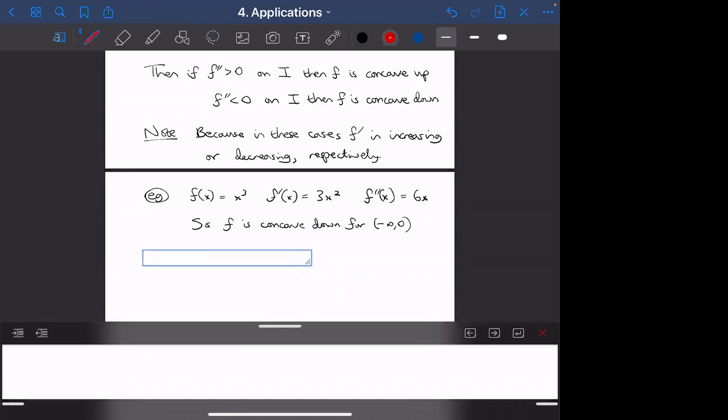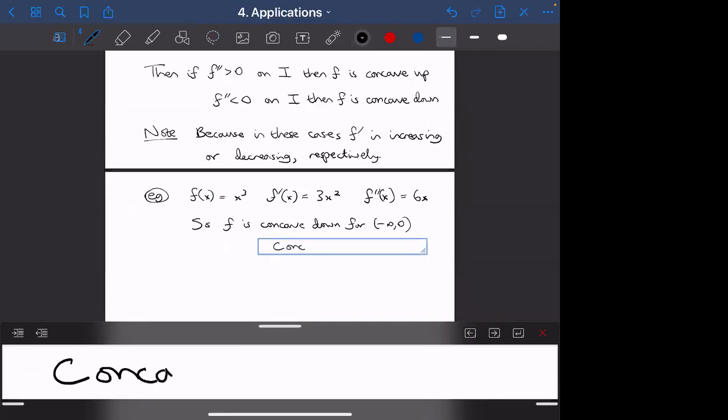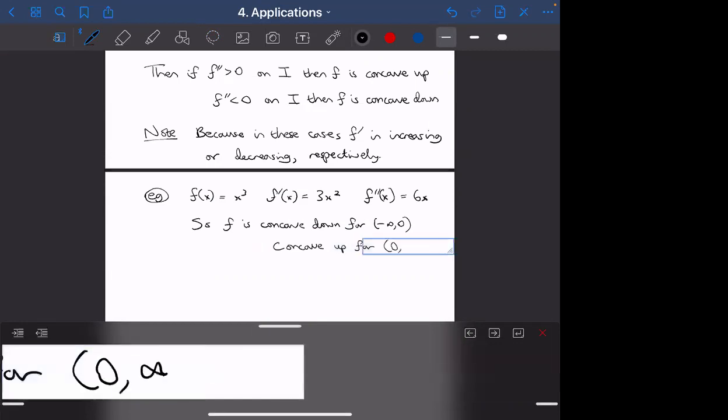Okay, so f is concave down because the second derivative is negative, and concave up for 0 to infinity, just as in the graph we saw before.